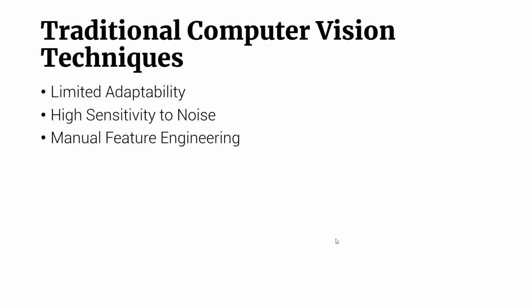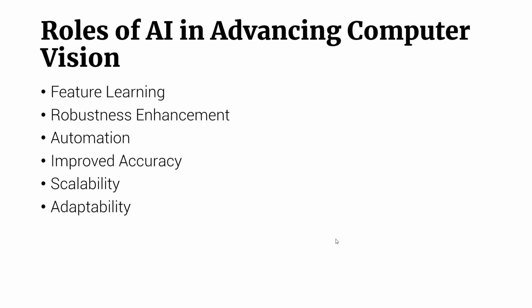Okay, so these are the limitations and challenges of traditional computer vision techniques: the limited adaptability, high sensitivity to noise, and manual feature engineering. Okay, we also have here the roles of AI in advanced computer vision. We have the feature learning, robustness enhancement, automation, improved accuracy, scalability, and adaptability. So ano ba itong feature learning? AI algorithms automatically learn discriminative features from raw data, eliminating the need for manual feature engineering.